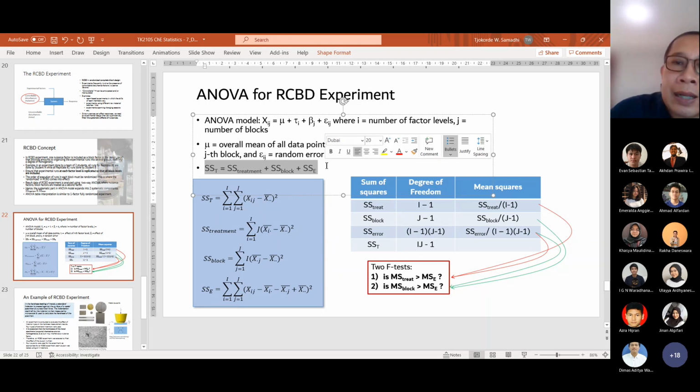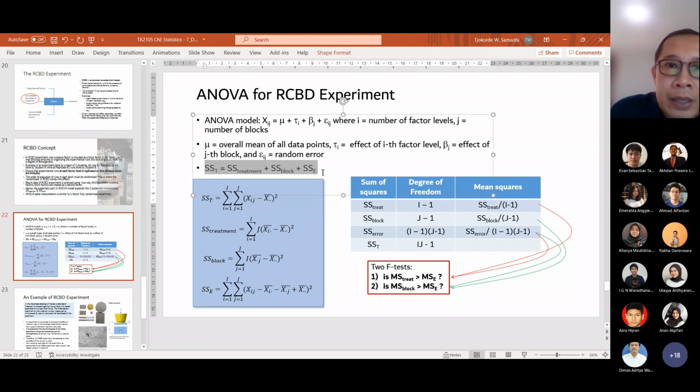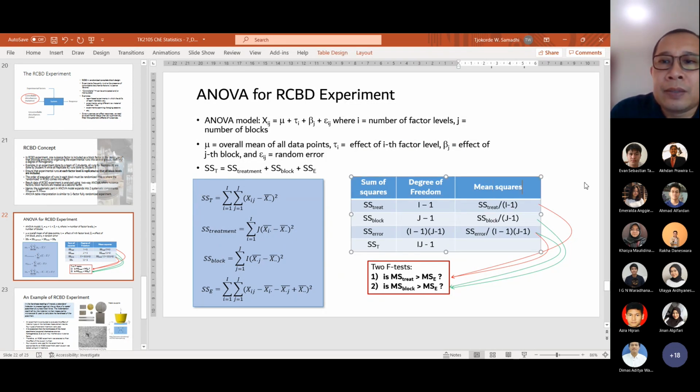Ya, jadi penjumlahan aljabarnya itu terjadinya di SS sum of squares. Ya, ini bukan sekedar simbol, tetapi memang secara matematik demikian. Jadi SS total sama dengan SS treatment ditambah SS block ditambah SS error. Oke, kemudian masing-masing SS ini kita bagi dengan derajat kebebasan masing-masing, kita dapat MS.